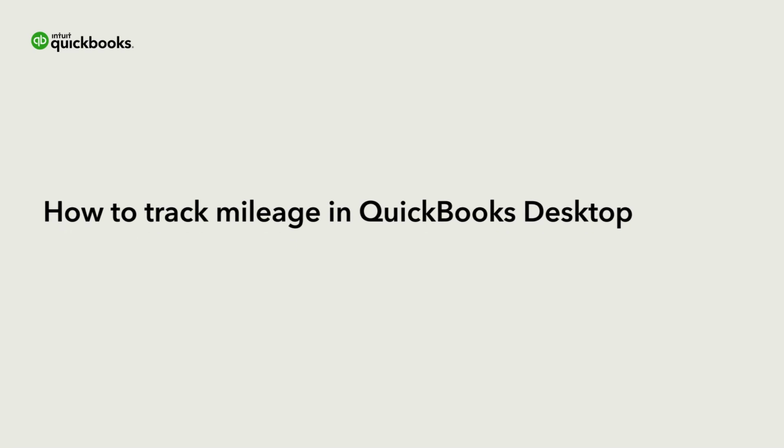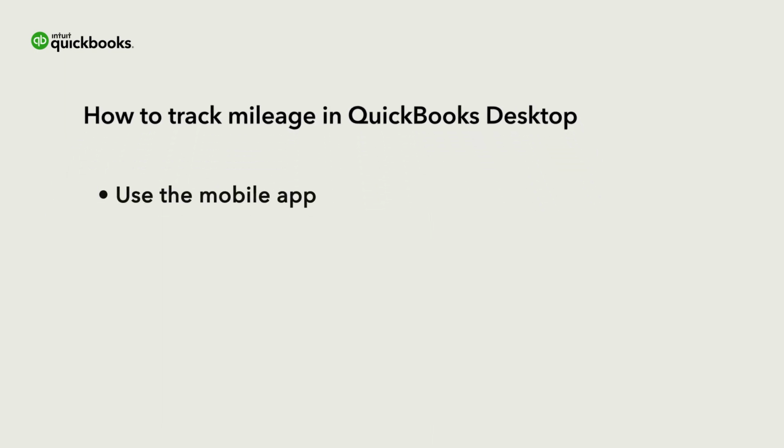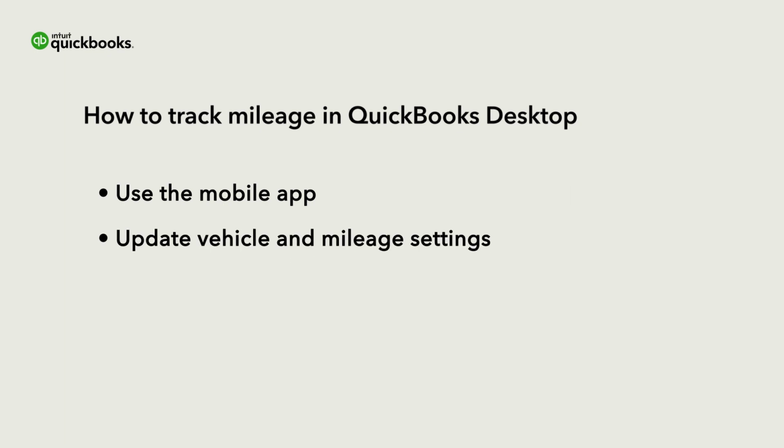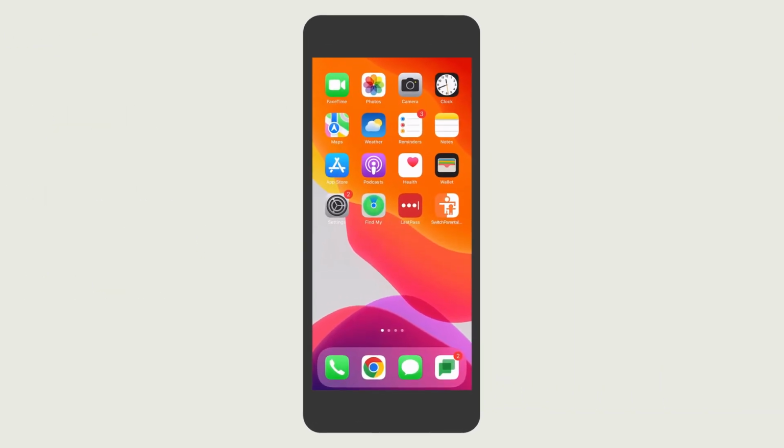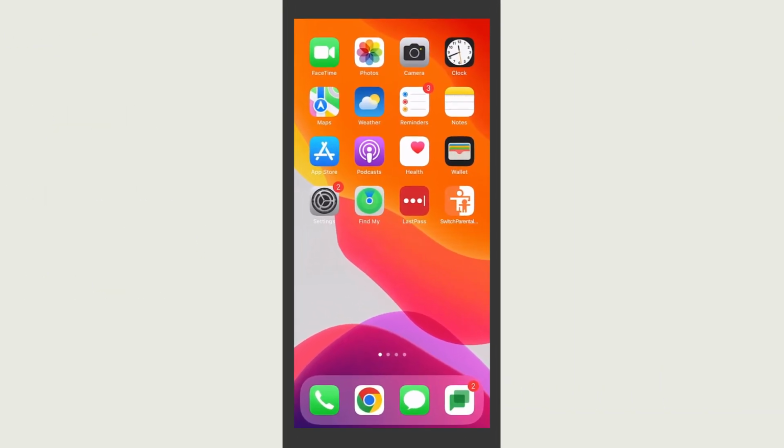You can use the QuickBooks Desktop mobile app to track how many miles you drive for business, and then import and approve them in QuickBooks Desktop. Let's enter a trip in the QuickBooks Desktop mobile app, update vehicle and mileage settings in QuickBooks, and then approve the trip. The first step is to download the QuickBooks Desktop mobile app onto your mobile device.